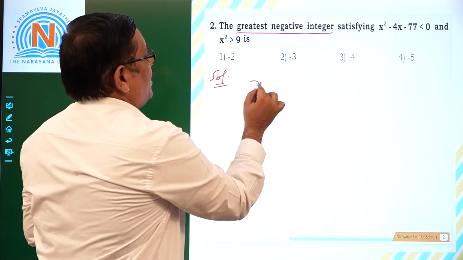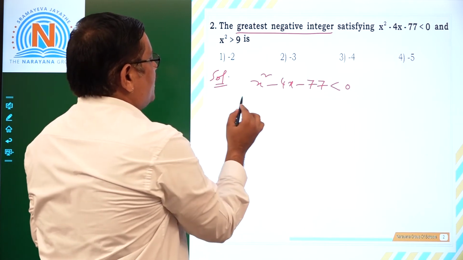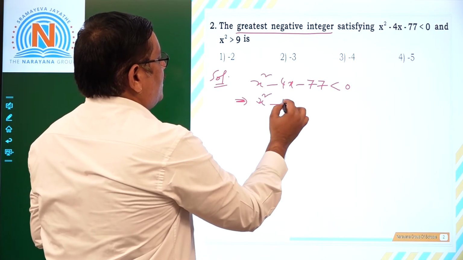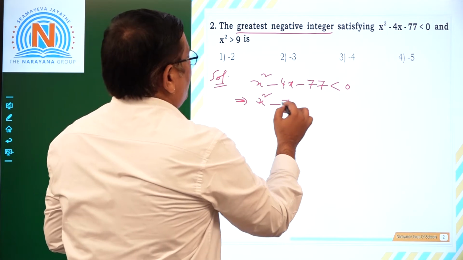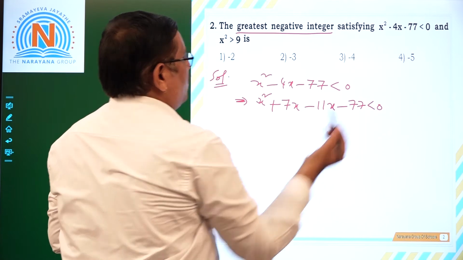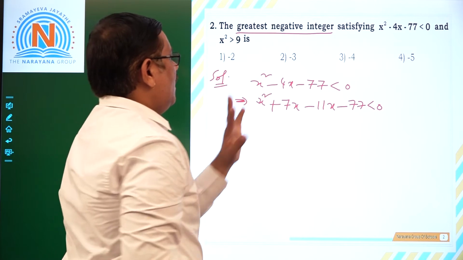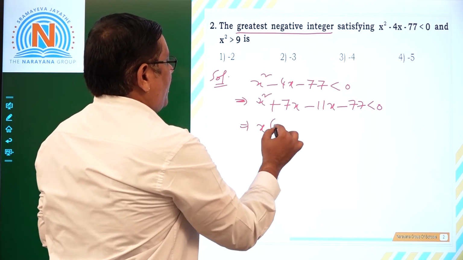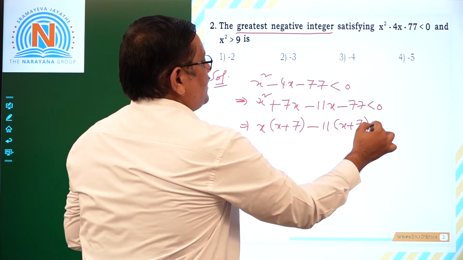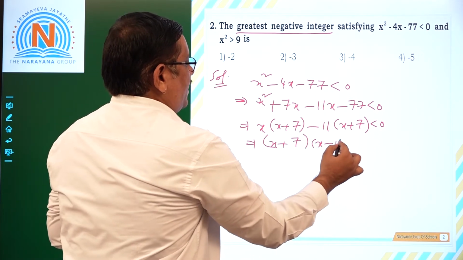What the first one? X square minus 4x minus 77 less than 0. If you simplify, that is going to be x square minus 7x plus 7x minus 11x, that is correct, minus 77 less than 0. Why? Because 7 11s are 77, plus 7 minus 11 gives you minus 4. That implies x of x plus 7 minus 11 of x plus 7 is less than 0. That is otherwise x plus 7 times of x minus 11 less than 0.